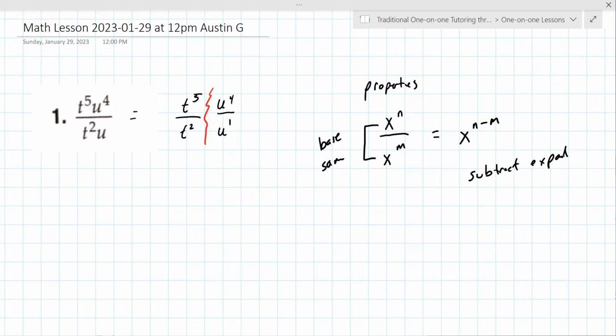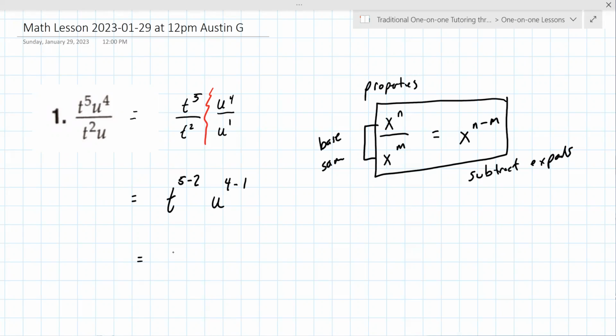Okay. So in this problem we have here, it's 5 minus 2. And then it's 4 minus 1. So you have to know this property. You don't have to write it out. You just have to know it. You have to be able to subtract here. So this is t to the power of 3, u to the power of 3.